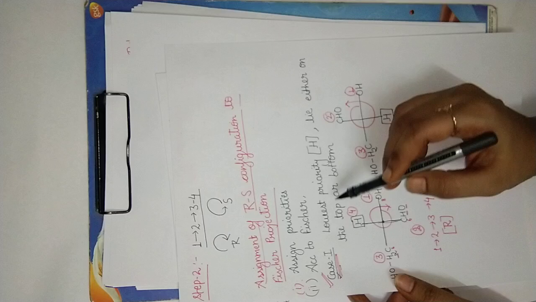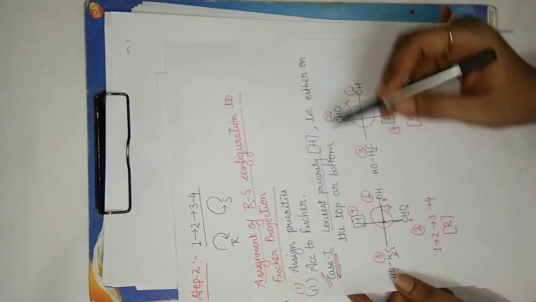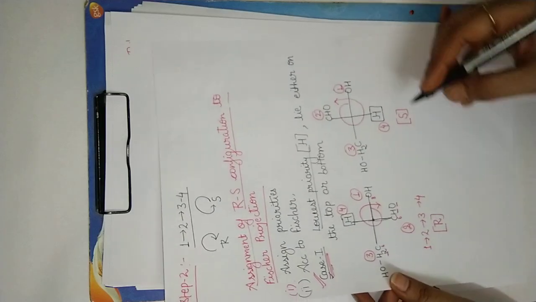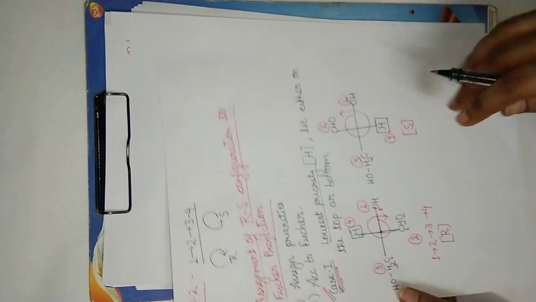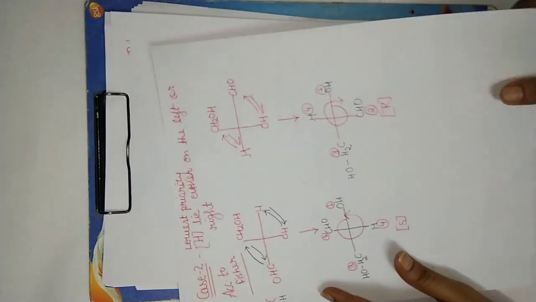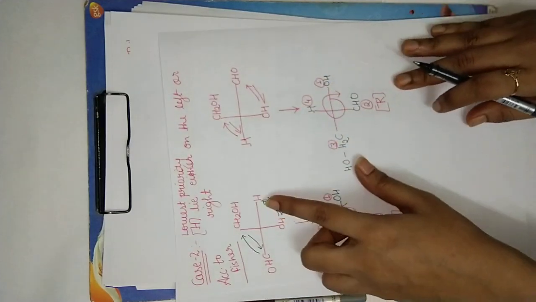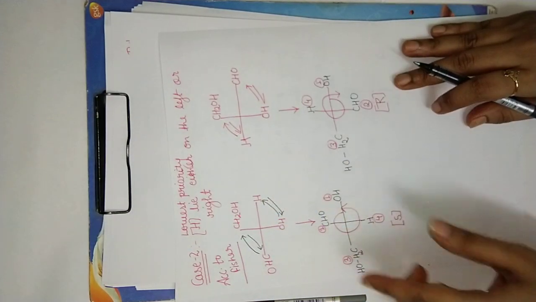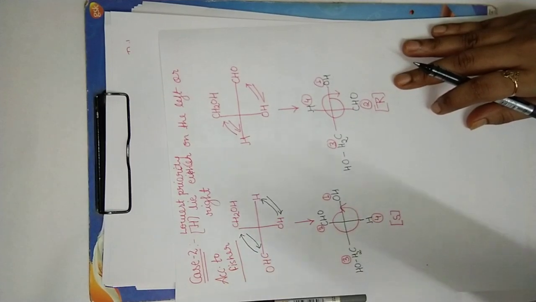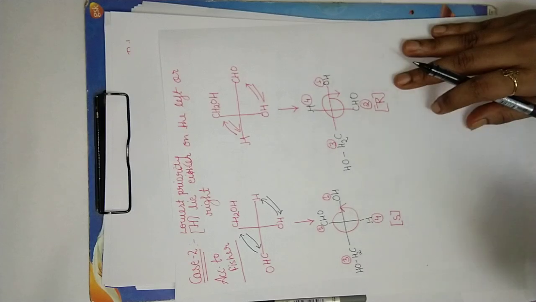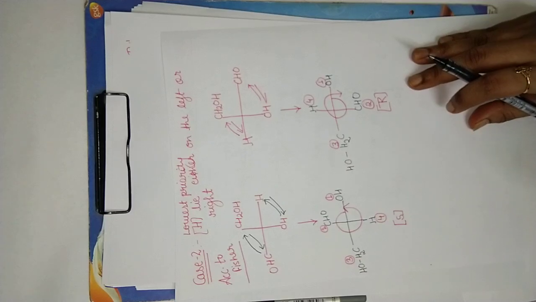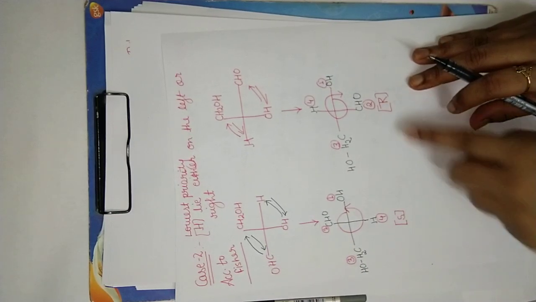Case 1: if the lowest priority lies either on the top or on the bottom, then this is very easy. Move your eye either clockwise or anti-clockwise and directly give the RS nomenclature. Case 2: if the lowest priority is present either on the left or on the right, then you have to interchange the groups according to the Fischer projection formula. You have to rotate the compound by 180 degrees. Always remember, it should be 180 degrees. Okay, then this is the configuration, this is the answer.